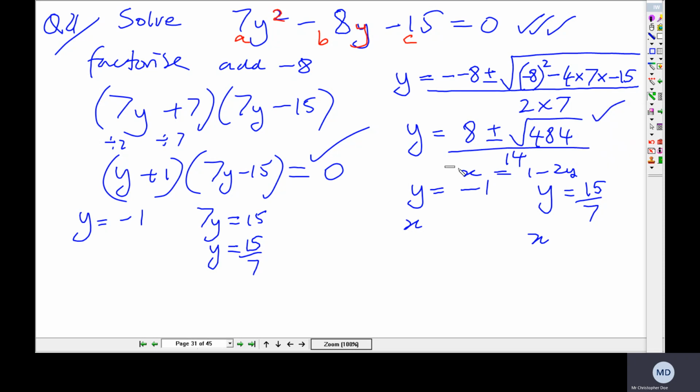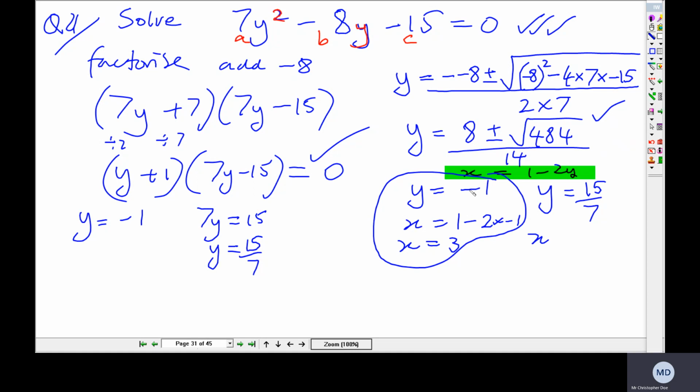You need to return to that at the beginning of the question and then say, well, okay, look, y is -1. So to get x, I do 1 take away 2 lots of what y is. So 1 take away 2 times -1 is 1 take away -2, which is 1 plus 2. So it's 3. So one answer is when y is -1, x is 3. The other answer is more tricky. X is 1 minus 2 times 15/7. Whoops, sorry. Which is 1 minus 30/7.